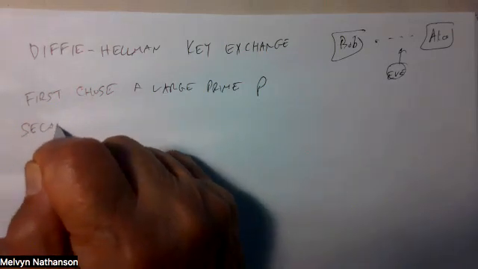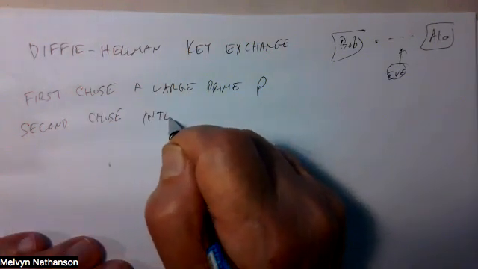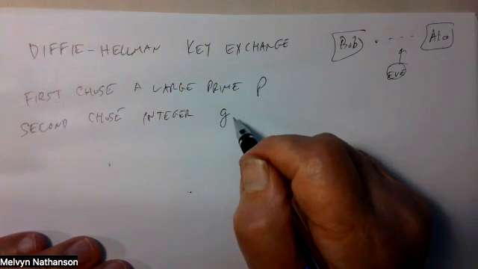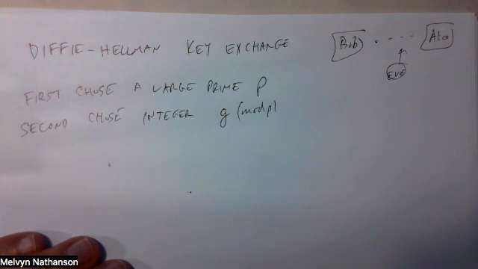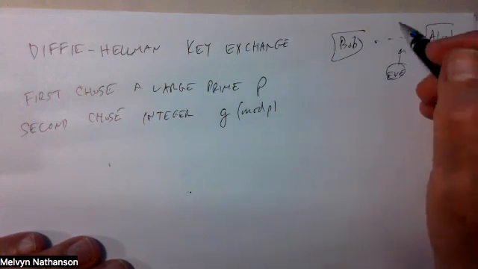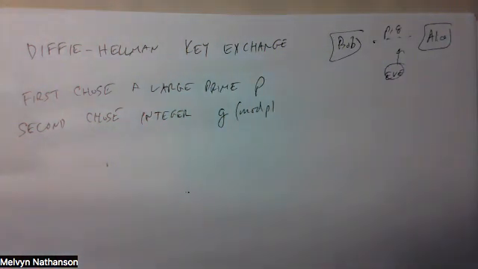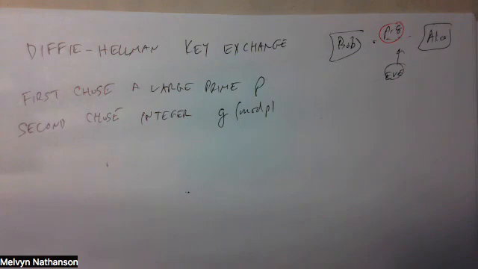Second, choose a non-negative integer G, which we reduce mod P. That is, we only need to look at numbers between 1 and P minus 1. Okay. So the prime P and this number G, Alice and Bob share, and Eve intercepts it, and Eve also knows those two numbers too. Okay, but now comes the tricky part.